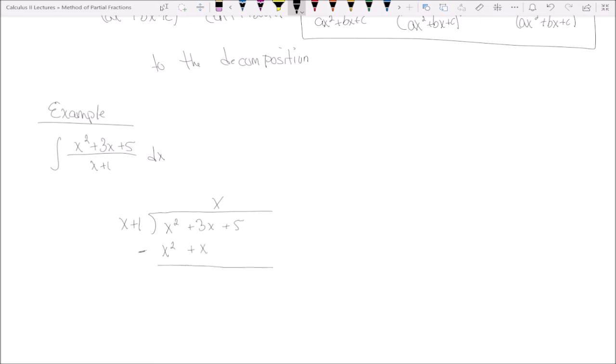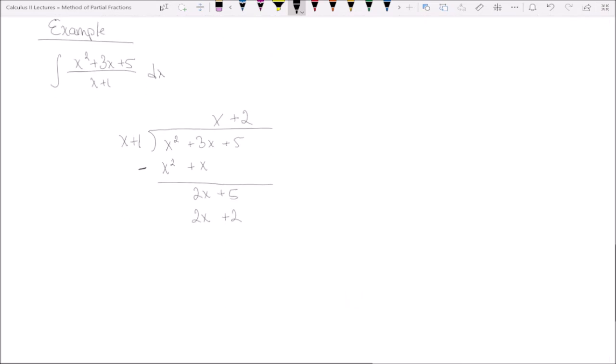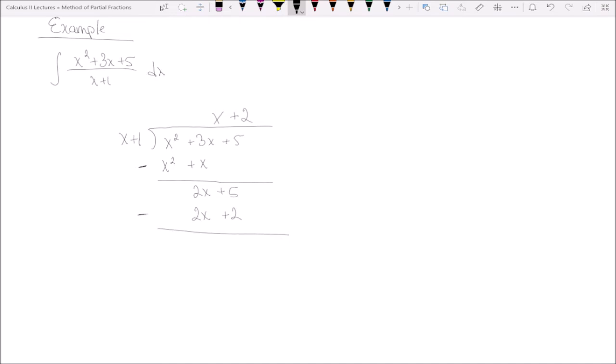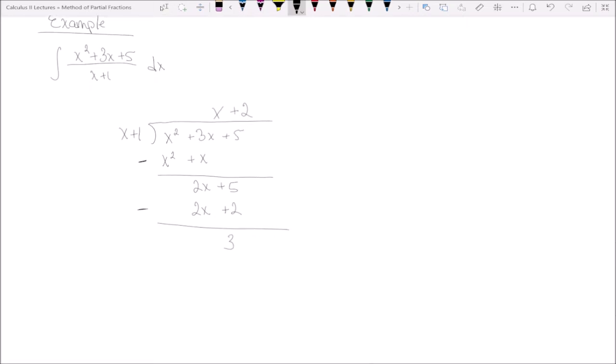Now we just subtract, so we get 0. 3x minus x is 2x. The 5 drops down. What do we have to multiply x by to get 2x? Well, that's just 2. Subtract them. 5 minus 2 is 3. So what we get is the antiderivative of x plus 2 plus 3 over x plus 1.